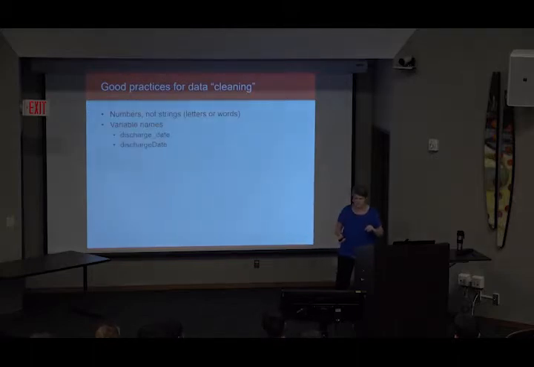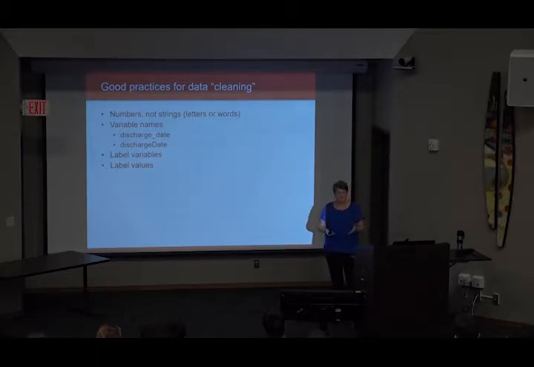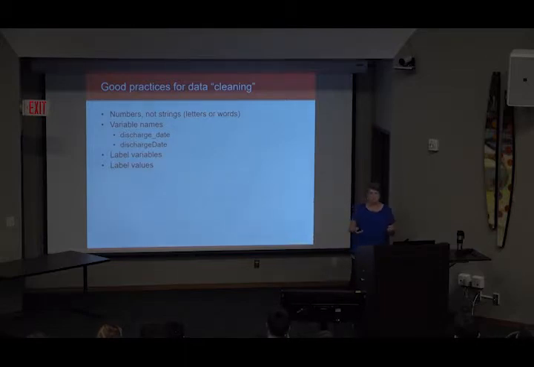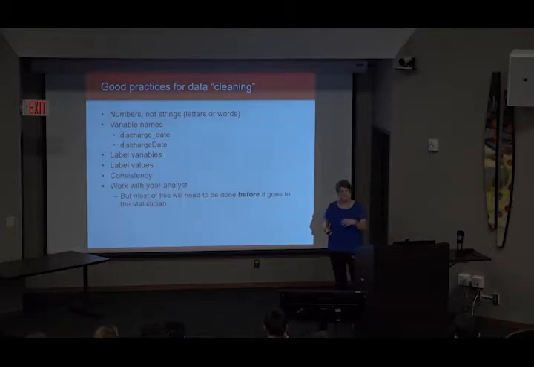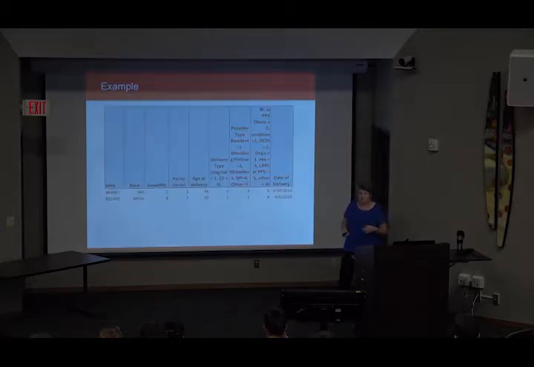So in the interest of time, I'm going to just zip through some of this stuff. But it's things like coding with numbers instead of letters and words, making your variable names machine readable and consistent, labeling everything really well, documenting everything and being really consistent. Work closely with your analyst on some of this stuff, especially how you're coding stuff, but as I said, most of it will need to be done before it goes to them. De-identify as much as possible and document what you do.